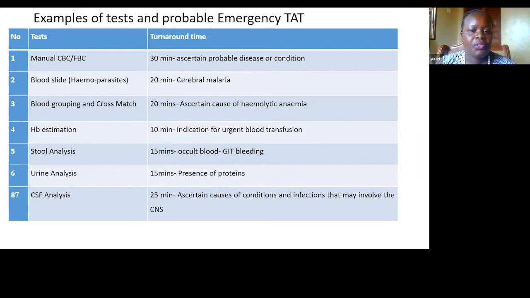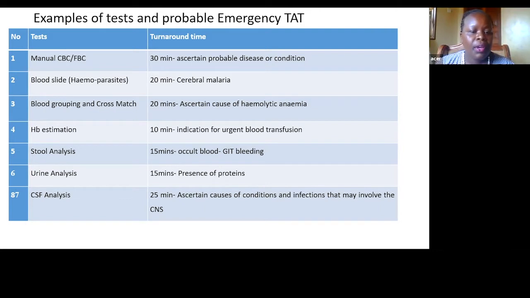I just wanted to share a few examples of the turnaround times and the criteria they usually consider. Why would we consider them to be done on time? One of them is CBC. Why would we need to have a CBC done on time? Before the treatment is given, the doctor should be aware of what condition the patient is going through. The blood slide: most of the causes of illness in infants or children are usually due to malaria. So if a result delays, it really affects the outcome of the patient you are taking care of.